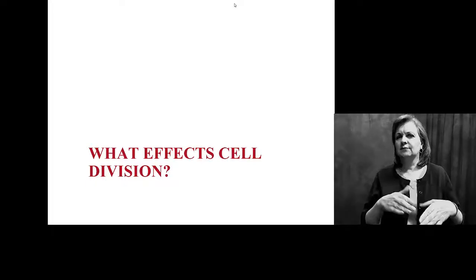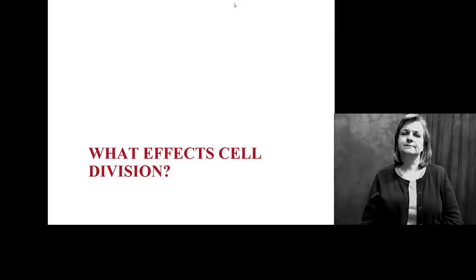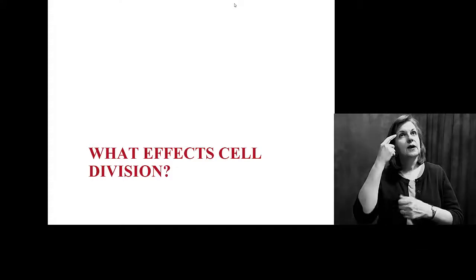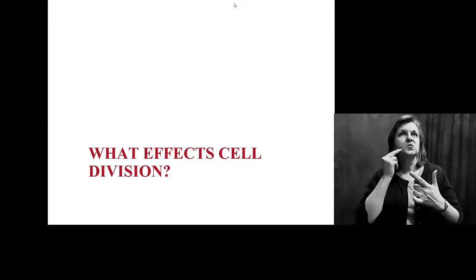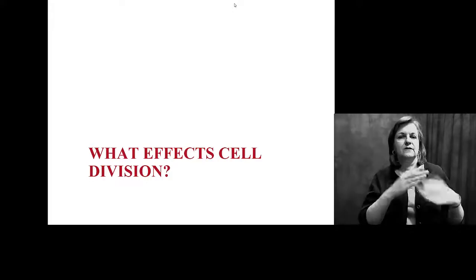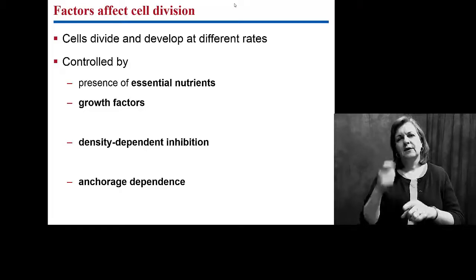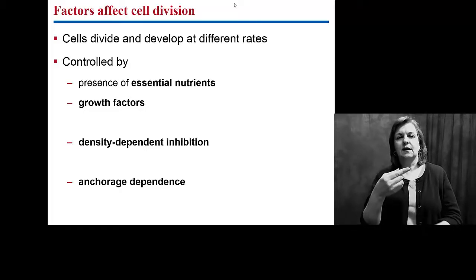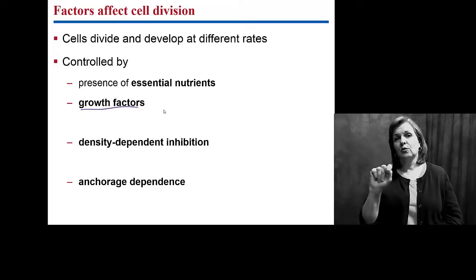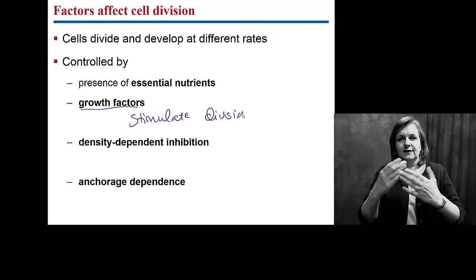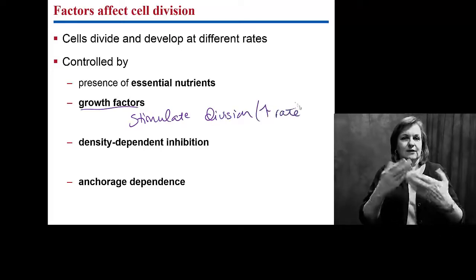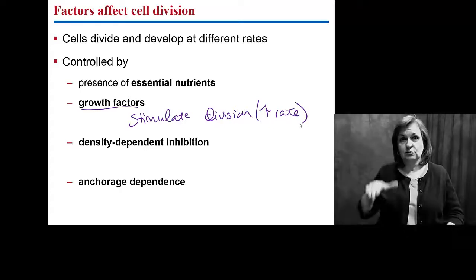So what influences cell division? I assume that you would think immediately of things like chemicals, nutrients, vitamins, and so on. And that's certainly one group, essential nutrients. But we also have to think about other things, including growth factors. So when we talk about you growing, we talk about growth hormone. Growth factors stimulate division or increase the rate of division of cells. So that's how you grow.